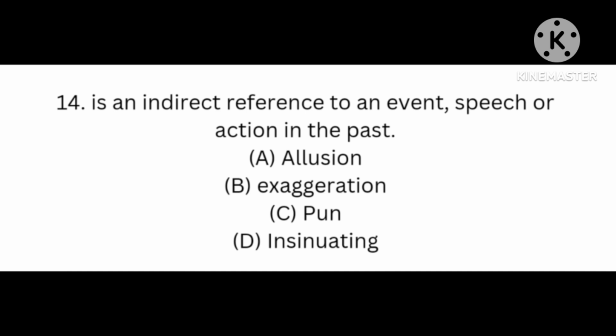Dash is an indirect reference to an event, speech, or action in the past. The options, we have option A, allusion. Option B, exaggeration. Option C, pun. Option D, innuendo. Let us explain the items in the options.